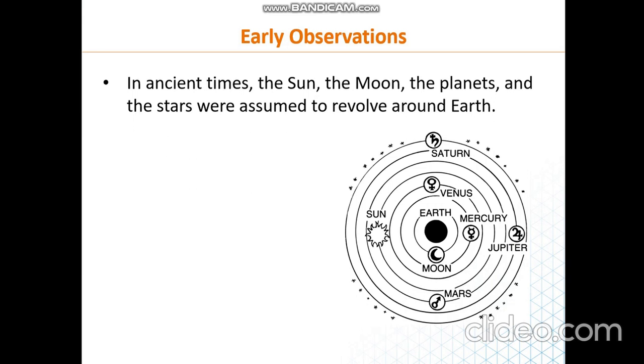Let's discuss early observations related to planetary motion. In ancient times, the sun, the moon, the planets, and the stars were assumed to revolve around the Earth. This model is called the Earth-centered model. People used to think that the Earth is the center of the universe and all other planets and stars, including the sun, revolve around the Earth, which we know is not correct.